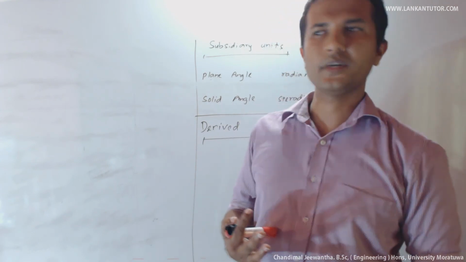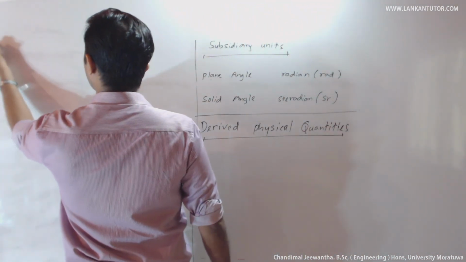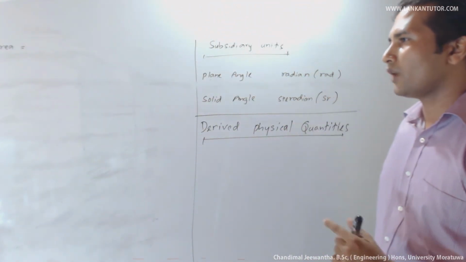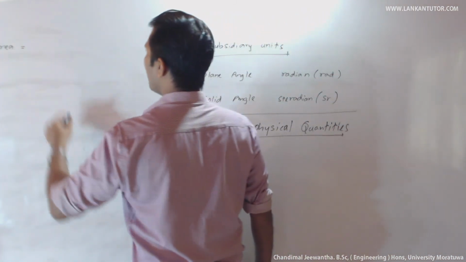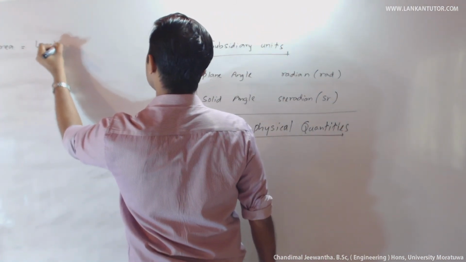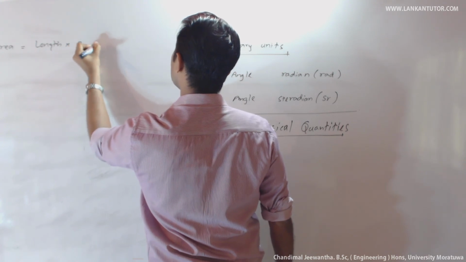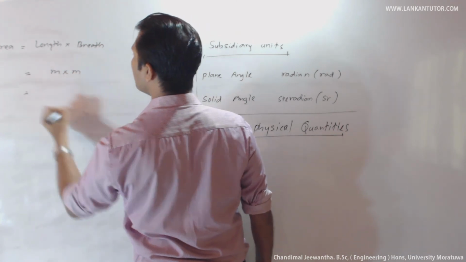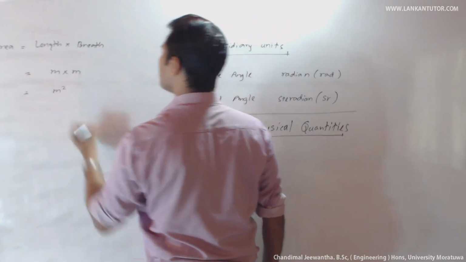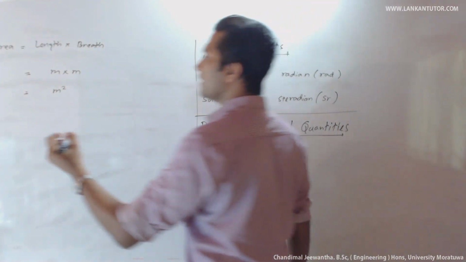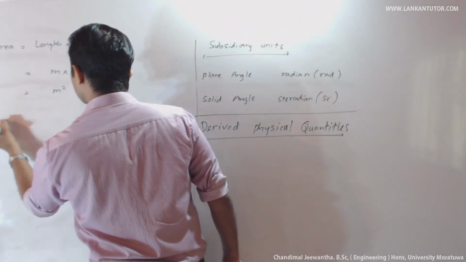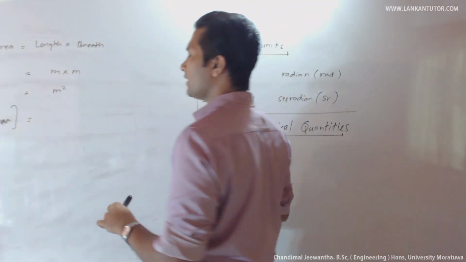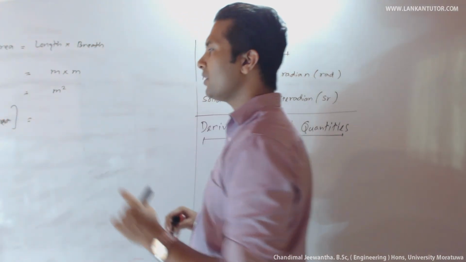Let's move on to the first example. The first one is area. We are going to find the unit and the dimension of the area. What is area? Area is length into breadth. So the unit should be simple m into simple m, which becomes m square. When finding the dimension of area, you have to use square brackets.